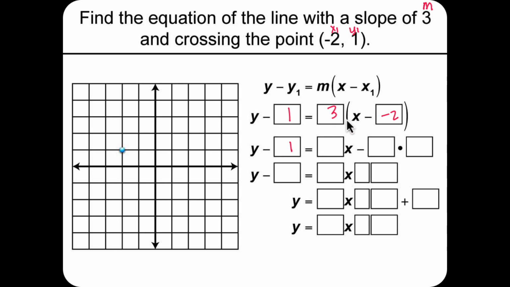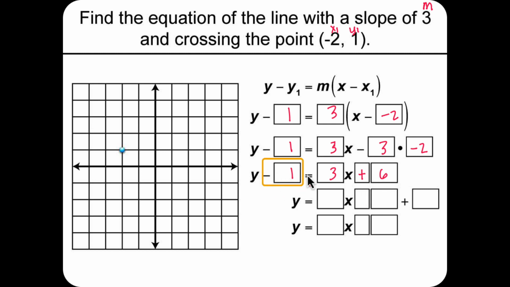Distributing the 3 to the two terms here, we get y minus 1 equals 3x minus 3 times -2. Simplifying, we get y minus 1 equals 3x plus -3 times -2 is plus 6.